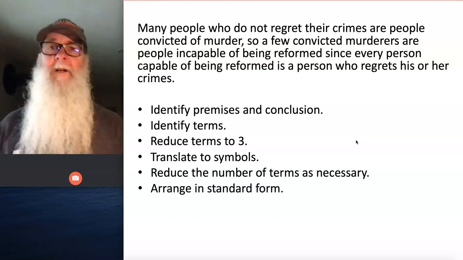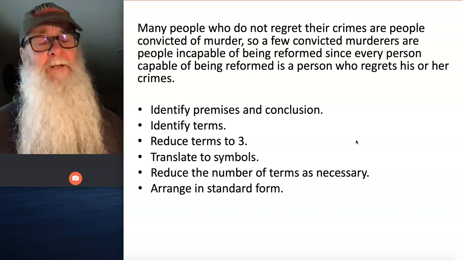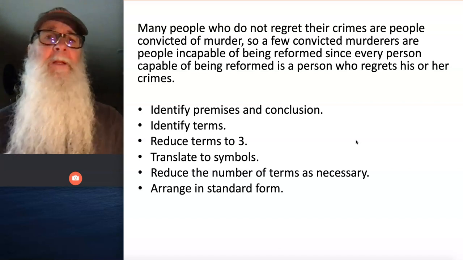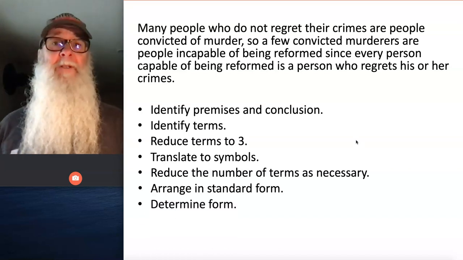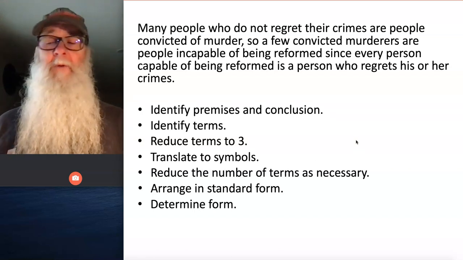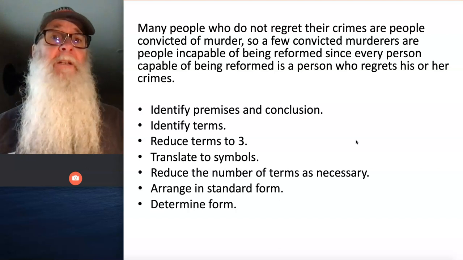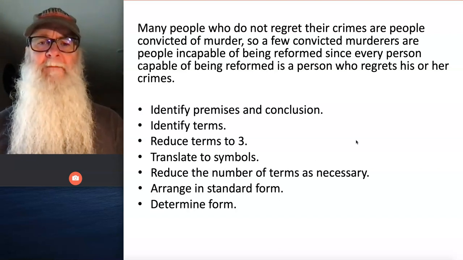And then we're going to arrange the argument in standard form, making sure that the major term, the predicate of the conclusion, appears in the first premise, the minor term, the subject of the conclusion, appears in the second premise, and then we're going to be able to determine its form. And once we have the argument's form, its mood, and its figure, we can cross-reference that with our inventories of valid forms to see if this argument is valid or invalid.